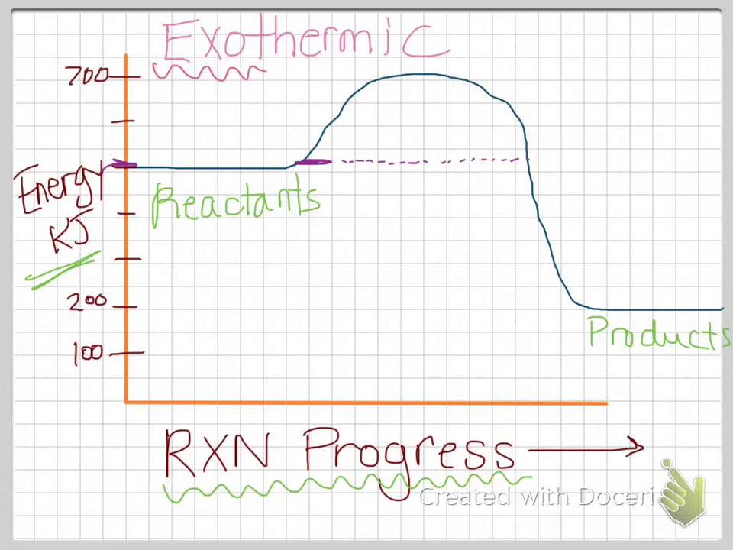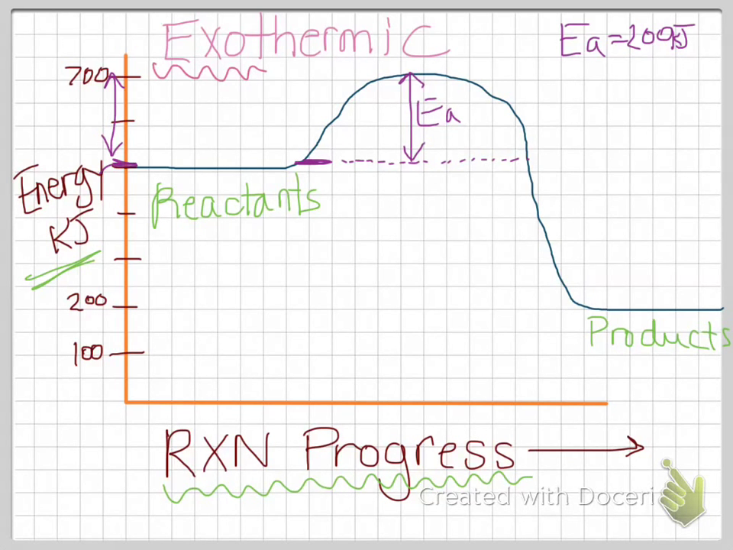Okay, so your activation energy for this particular reaction is going to be from your reactants, and it's the amount of energy you have to put into it up until the top of this curve. So this would be your activation energy. And in this case, we'd be measuring between 500 and 700. So that's going to be our activation energy. I'm just going to write it over here. It's going to be about 200 kilojoules, kJ.